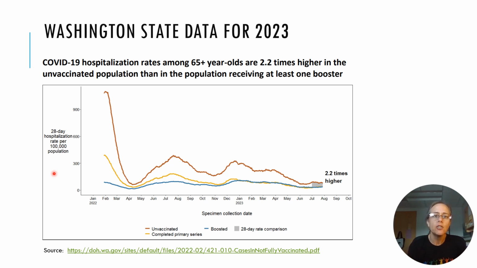But so we can see this 2 times higher risk of hospitalization for unvaccinated folks that still persists. And it's a lot smaller than it was before, that strength of association, but to be twice as likely is still a big deal. So that's kind of important.